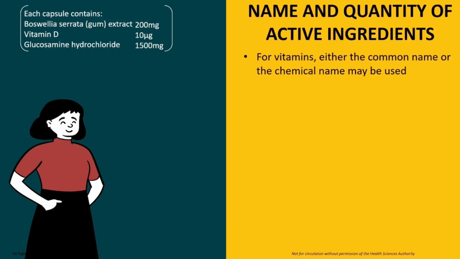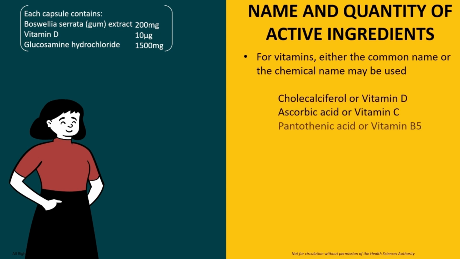For vitamins, either the common name or the chemical name may be used. Most labels use common names like vitamin D, vitamin C, vitamin B5, but chemical names like cholecalciferol, ascorbic acid, pantothenic acid, may also be used.